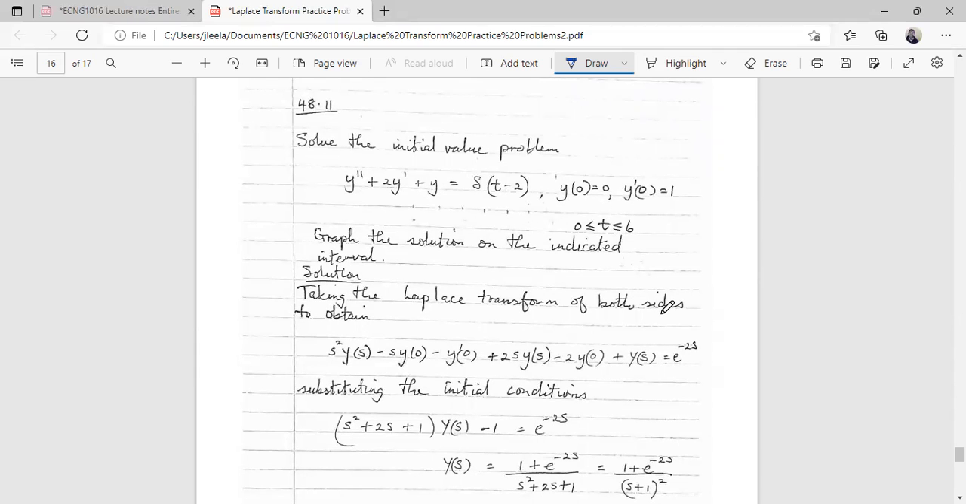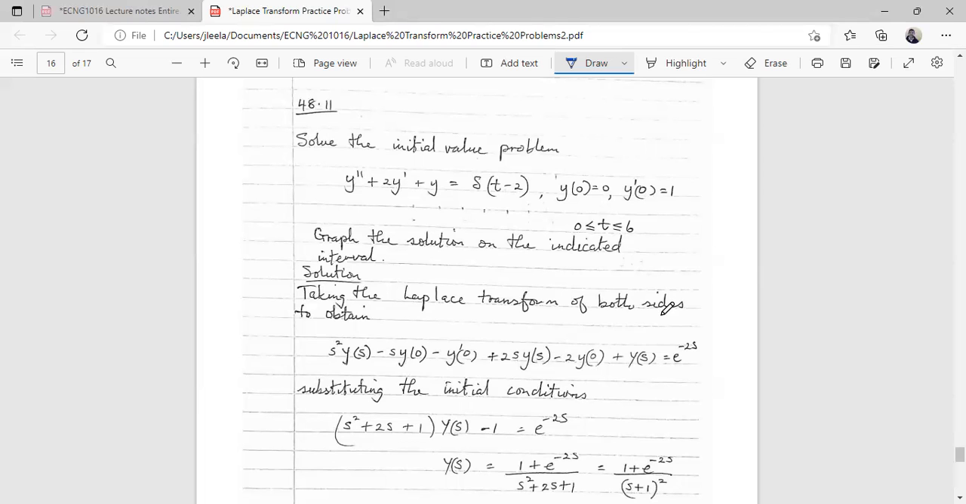y double prime plus 2y prime plus y equals the Dirac delta at t minus 2, with y(0) equals 0 and y prime(0) equals 1, and t between 0 and 6. Graph the solution on the indicated interval.